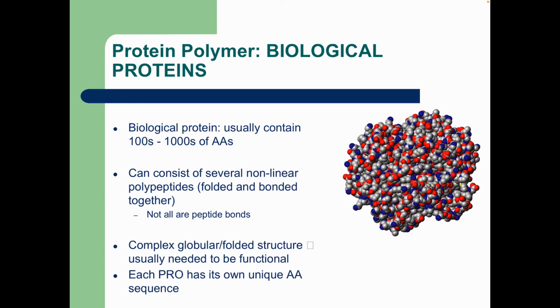So now in the functional, or at least folded, states that we will talk about quite a bit later, is our biological proteins. Biological proteins usually contain hundreds to thousands of amino acids. They can consist of several nonlinear polypeptides, both folded and bonded together, but they're not all peptide bonds. These are complex or globular folded structures that are usually needed to be functional. So we need this complex globular folded structure so the protein can actually function properly. Each protein has its own unique amino acid sequence.